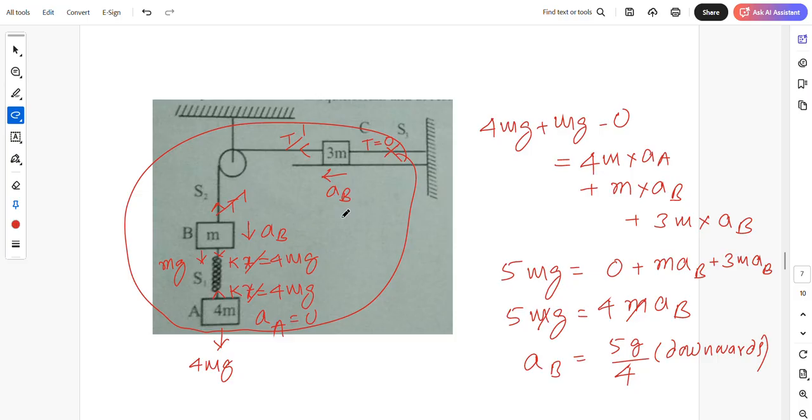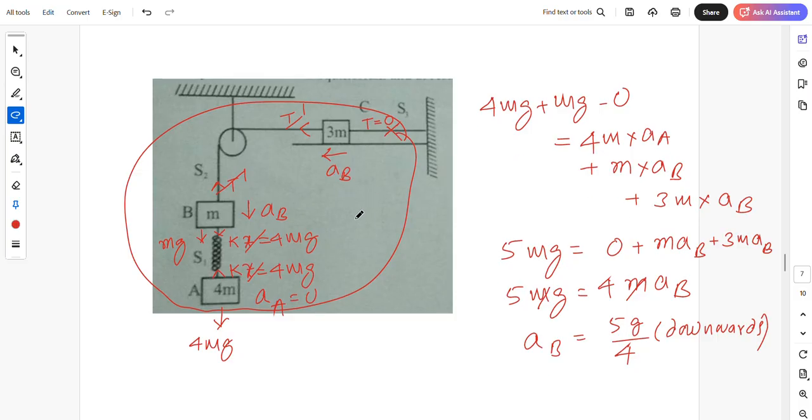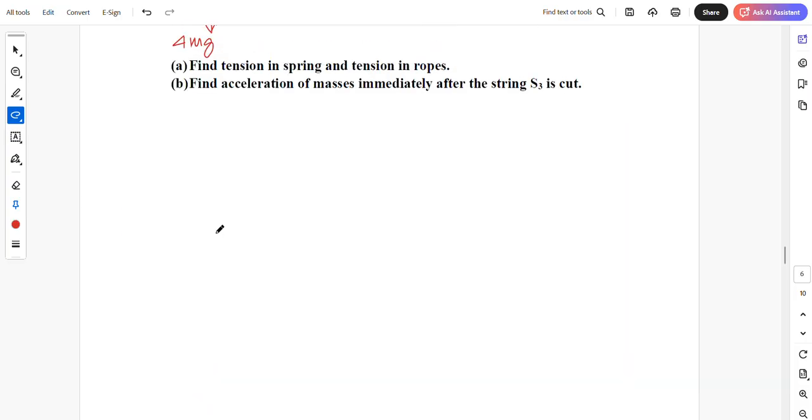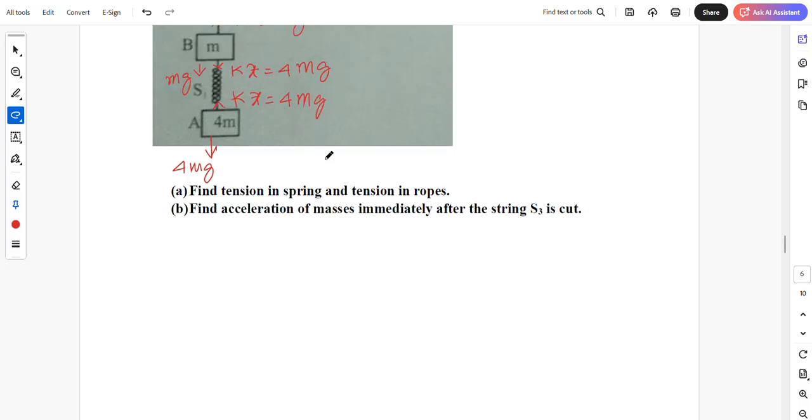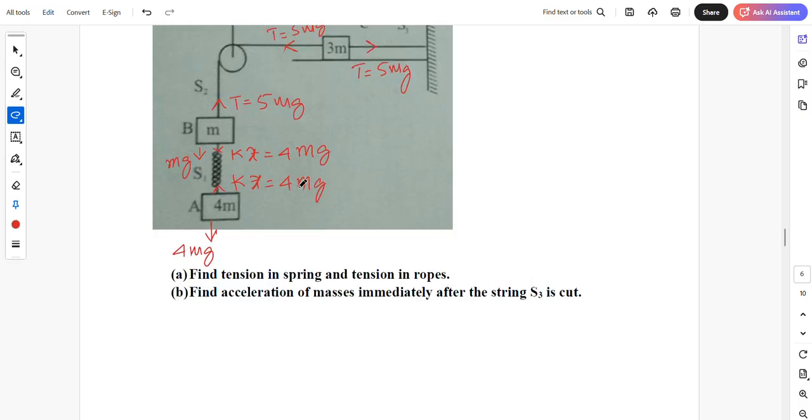Okay, it is same as this one. AB is equal to 5g by 4. This will be moving with the same acceleration. Acceleration of block m and 3m is same. Hope you have understood. Now we have calculated tension in spring and tension in ropes. Tension in spring is 4 mg. Tension in ropes is 5 mg. Now acceleration of masses immediately after the string S3 is cut.